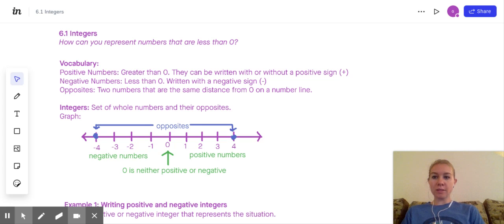All right, sixth graders, let's go over chapter 6, section 1, integers. And the essential question is, how can you represent numbers that are less than 0? Okay, let's go over some vocabulary.